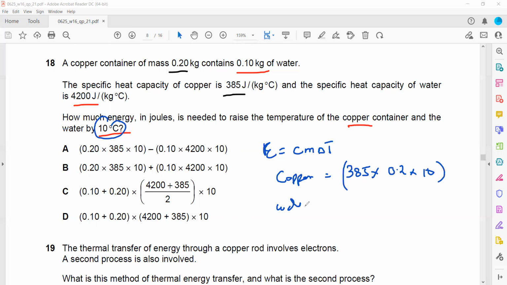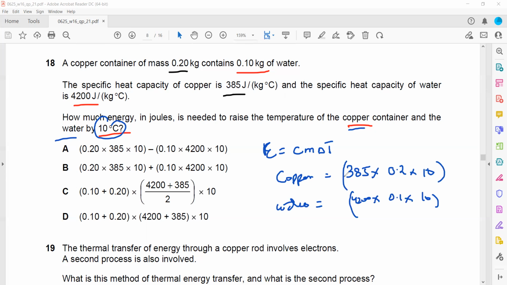And for water, how do we know? The same formula, E equals c m delta T, where c is the specific heat of the water, which is 4200. m is the mass of the water, which is 0.1. And delta T is the change in temperature, 10. The question is how much total energy is needed to increase the temperature of both copper and water.